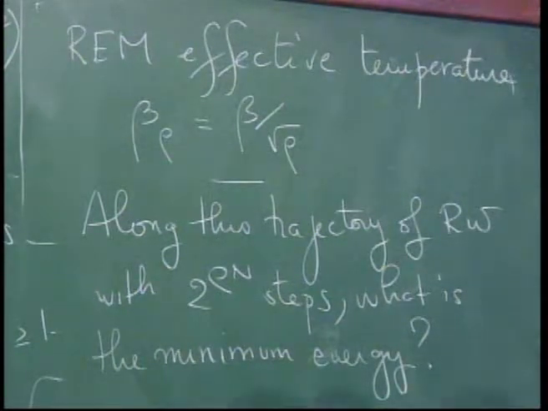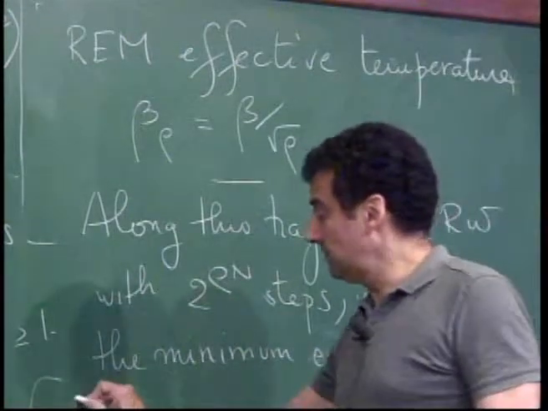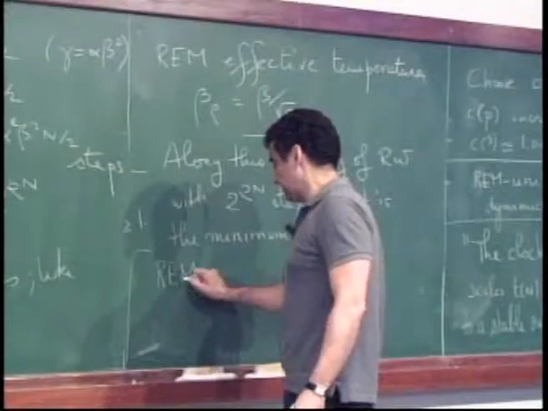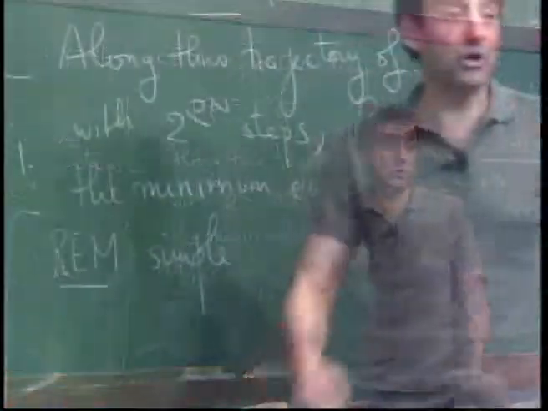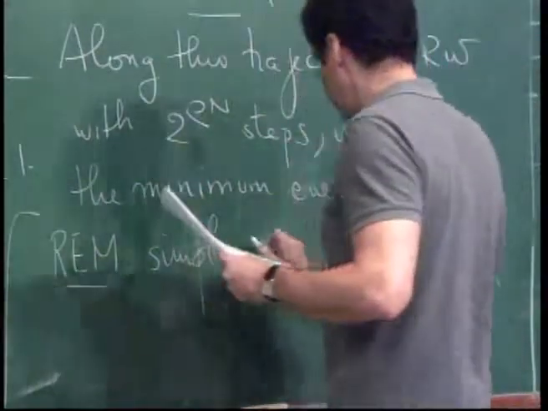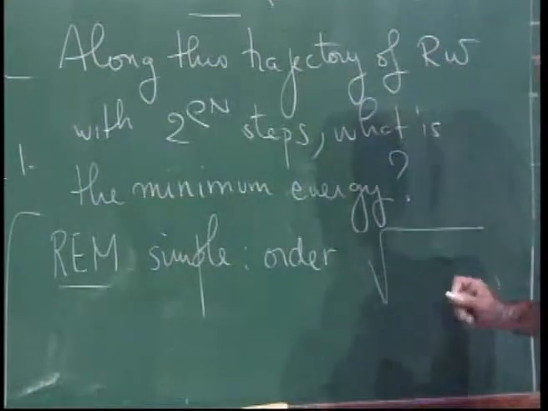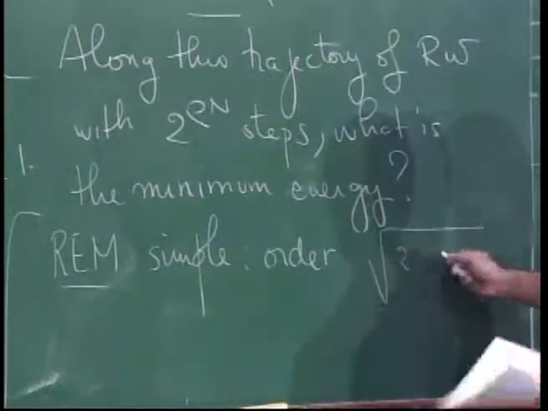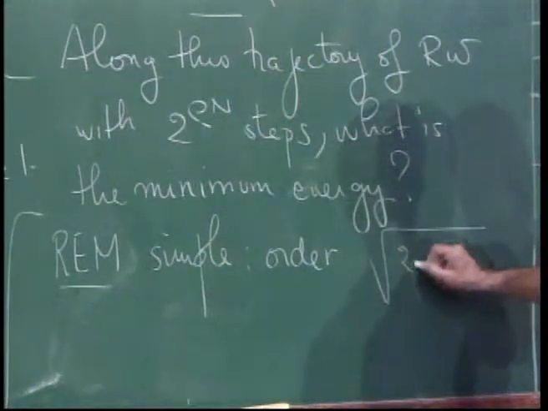So of course, in the case of the REM, it's simple. In the case of the REM, this is simple because we have IID random variables, and Gaussian, we know their minima. So the order of magnitude is, of course, square root, remember what it was? Square root of 2 log 2 times n, little n, but little n is now rho n. So it's square root of 2 rho n log 2.